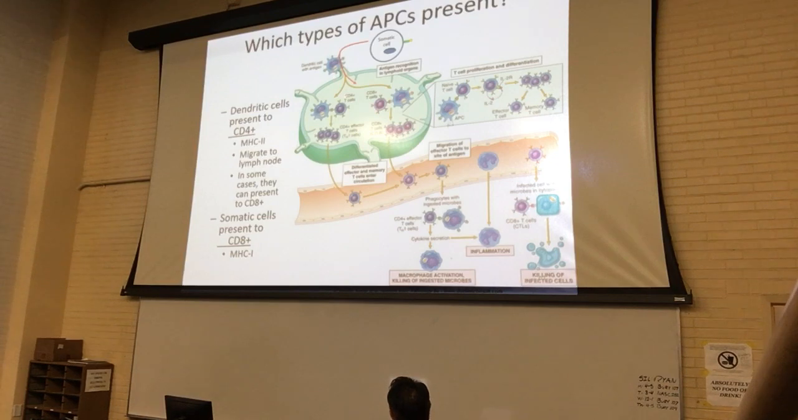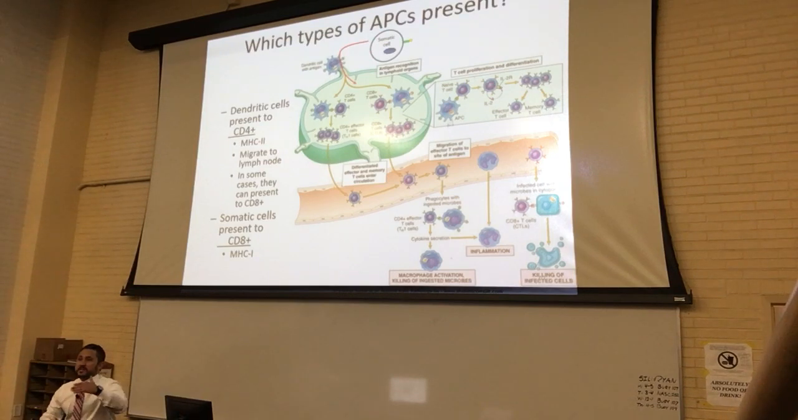They can present to either CD4 positive T cells, the helper T cells, or they can present to CD8 positive T cells. They can go either direction. Now, the somatic cell presents only to CD8 positive T cells. Maybe what might be a little misleading about this slide is it looks like the somatic cell is entering the lymph circulation. This is not to indicate that it's entering. This is to indicate that it utilizes this pathway.